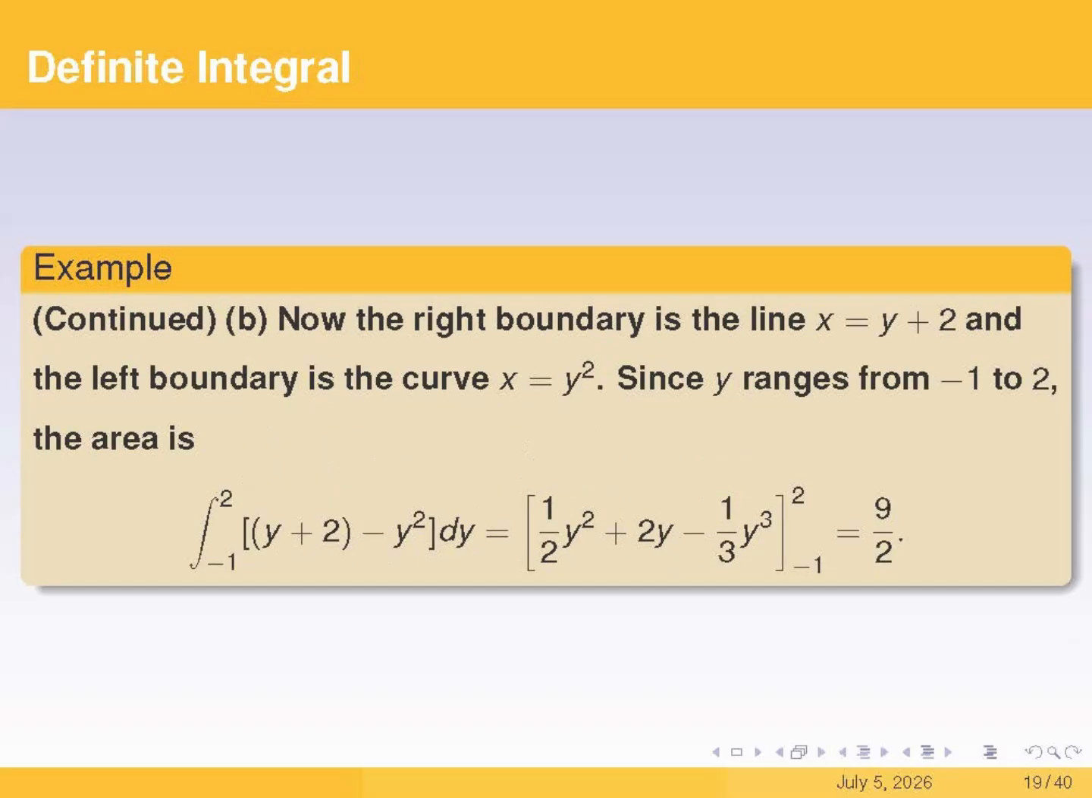Now let's look at the other way to do this, which is integrating with respect to y. This time, our right boundary function is x equals y plus 2, and our left boundary function is x equals y squared. Looking at the intersection points on the graph, you can see that if we integrate with respect to y, our limits go from -1 to 2. The integrand is just the right boundary minus the left boundary, which gives us y plus 2 minus y squared. This matches exactly what is written in the very last line, and after finding the antiderivatives, we get our final answer.